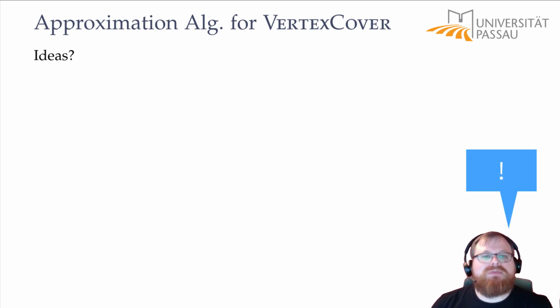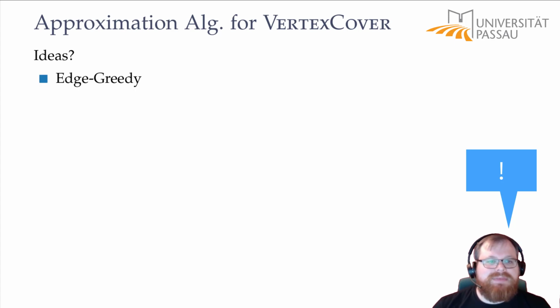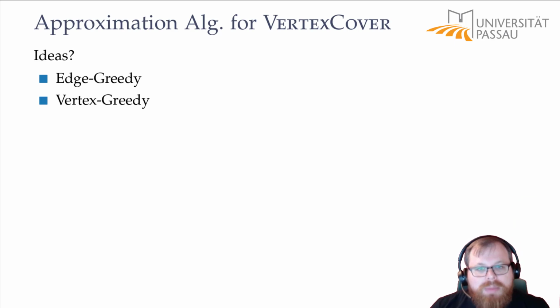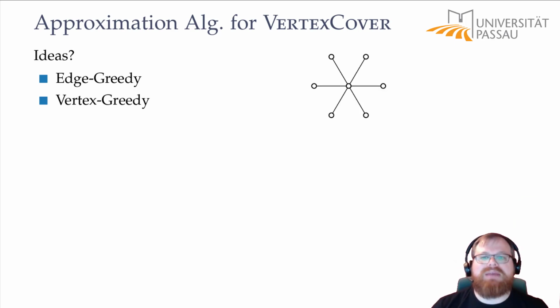Well, in the beginning, when we defined the problem and had our first instance, we basically already used an algorithm to get a vertex cover. Basically, we used an edge greedy. So we looked at an edge that was not covered yet and picked one of the vertices that are incident to it and put them into the vertex cover. And we did that until all the edges were covered. Alternatively, you could also use a vertex greedy. You always pick a vertex that's incident to an edge that's not covered yet and add it to the vertex cover. The problem is that these can be arbitrarily bad.